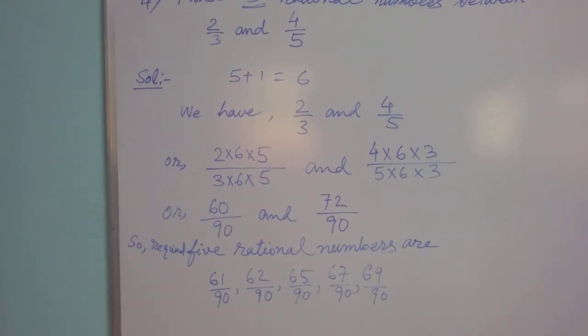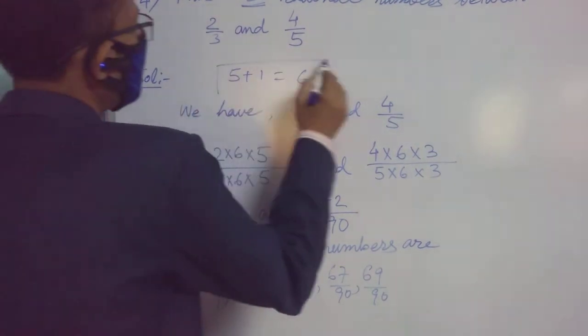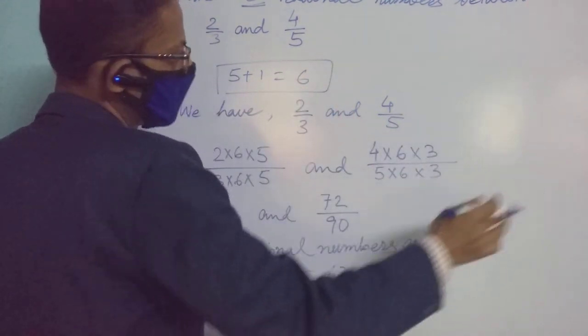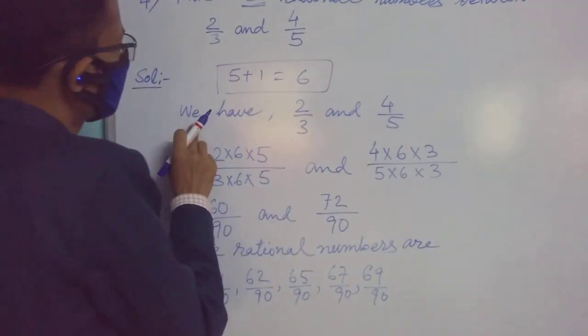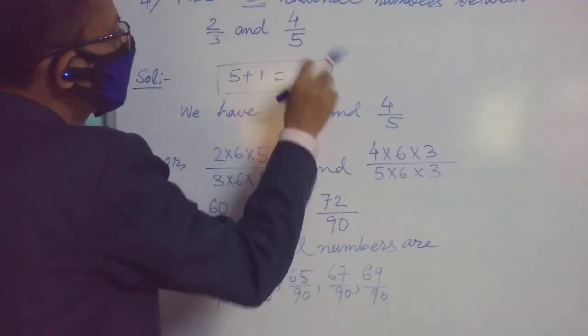So did you understand? This much you need to write down in your notebook. Even this 5 plus 1, you can write in the rough section. This is also not needed. You need to write from here. This is also a rough form.